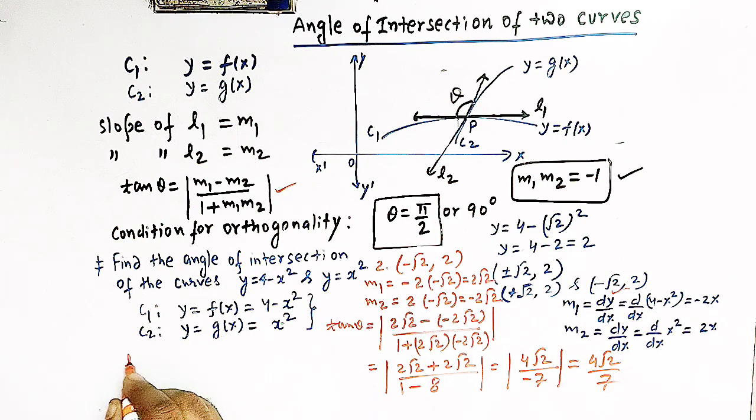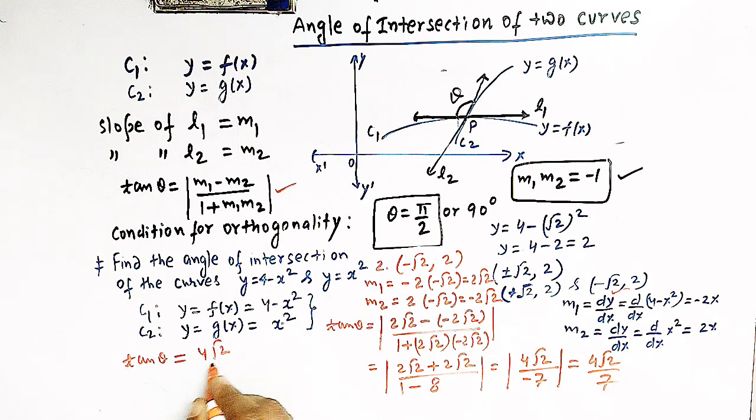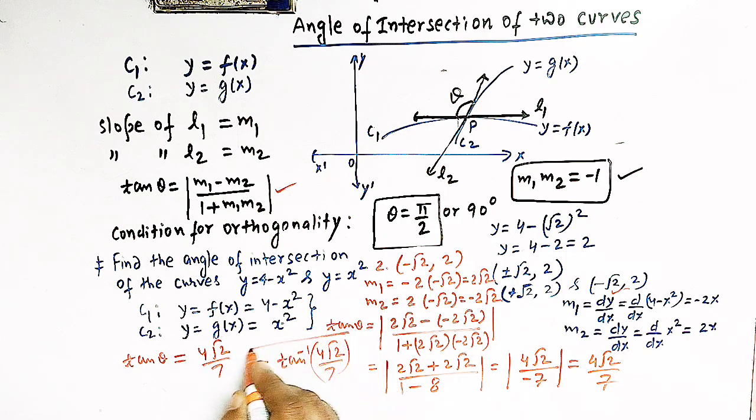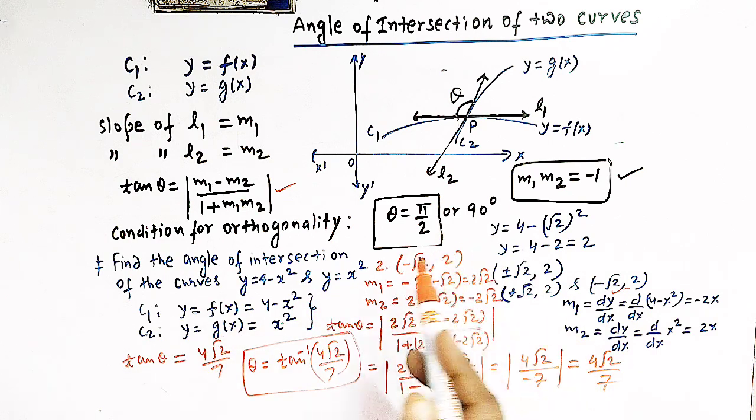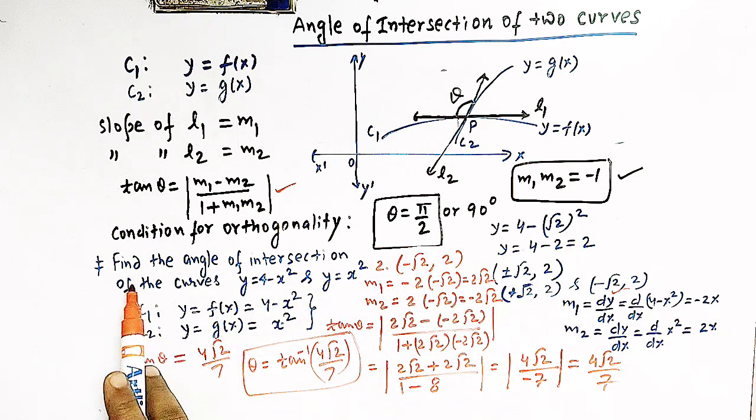So in this case, we have tan θ equal to 4 root 2 over 7, that is θ is equal to tan inverse of 4 root 2 over 7. So this is how we can easily understand how to find the angle of intersection of the two curves.